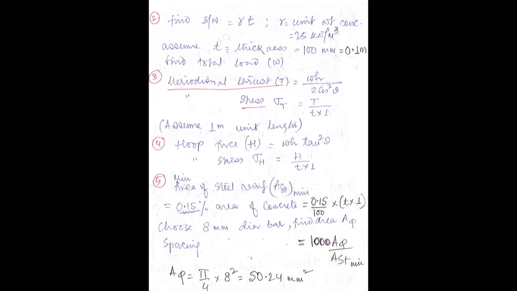So 0.15% into the thickness and per unit meter length. So next you assume the diameter of the bar as 8 millimeter. So find the area A phi. A phi means the area of a single reinforcement bar, which can be found out by pi by 4 into 8 square, as we have assumed the 8 millimeter diameter bar. And spacing can be found out by this formula, 1000 A phi divided by AST. AST is what we have just now found, the minimum area of the steel reinforcement. So this is step number 5.